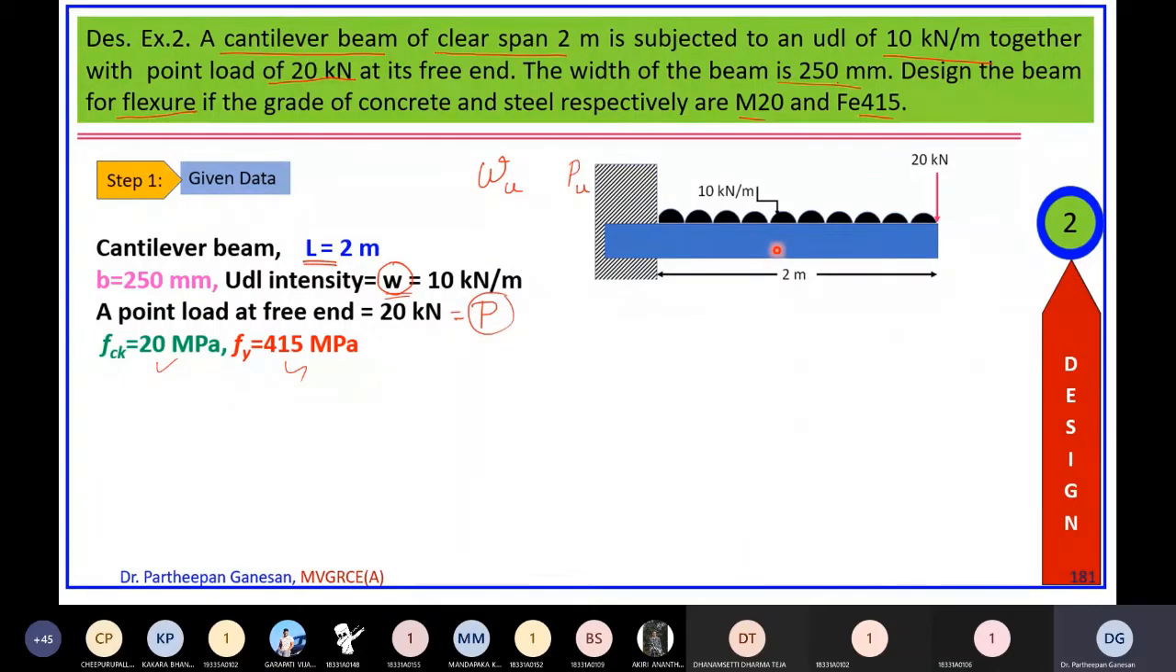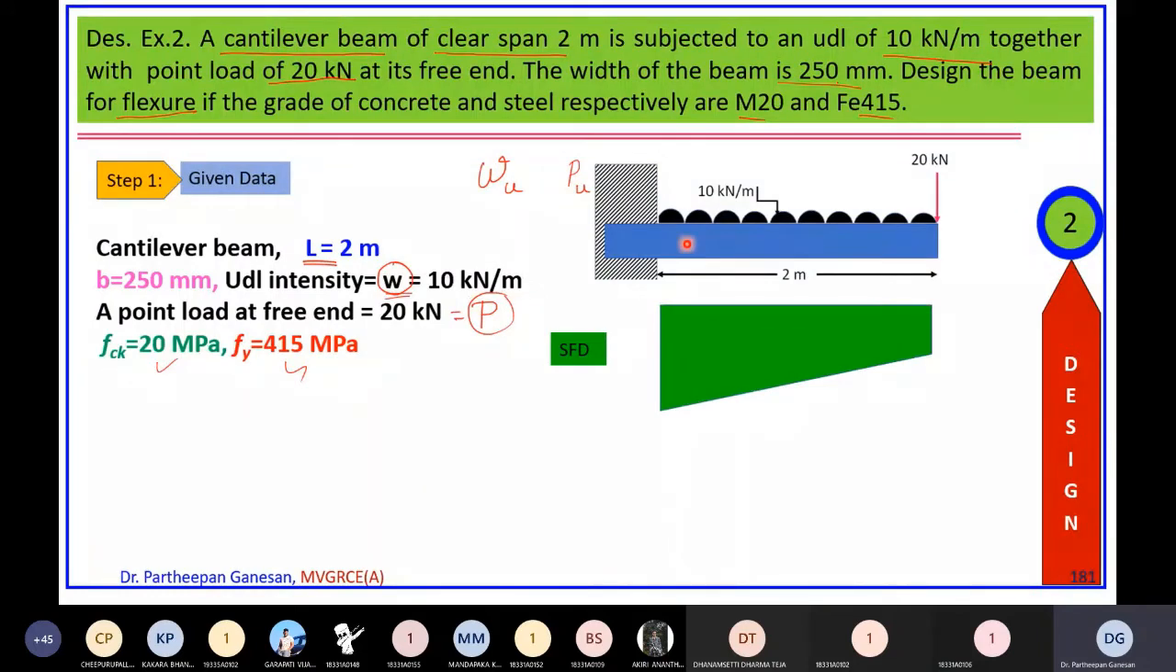So as I discussed yesterday, if you draw the shear force diagram for the cantilever beam, it will be something like this. 20 kilonewton. Here will be the total load. Total load is 10 into 2, it is 20, plus 20. Here it will be 40. Here it will be 20. Okay. But if you draw the bending moment diagram, your bending moment at the free end is 0. But at the fixed end, it will come from bending moment due to this UDL and bending moment due to this point load.